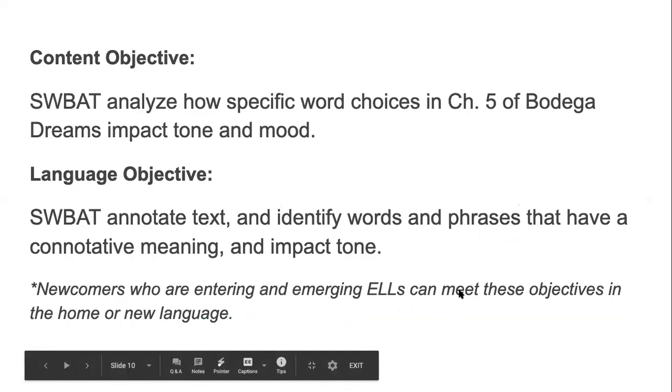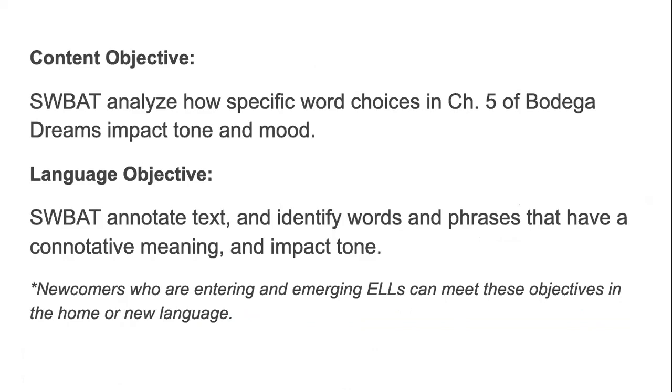So here are the objectives, and you'll see that they both come directly from the standard. So the content objective is students will be able to analyze how specific word choices in chapter 5 of Bodega Dreams impact tone and mood. And then our language objective that we're targeting is that students will be able to annotate text and identify words and phrases that have a connotative meaning and impact the author's tone.